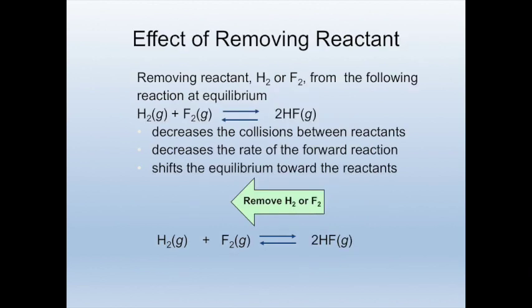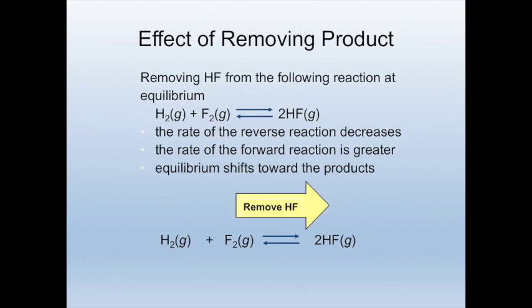You can also remove reactants. So if you remove hydrogen or fluorine from the reaction, this will decrease the number of collisions between the reactants, which will in turn decrease the rate of the forward reaction, which will therefore cause equilibrium to shift towards reactants. And if you remove a product, this will cause the rate of the reverse reaction to decrease, which will cause the rate of the forward reaction to become greater and shift the reaction towards products to maintain a constant equilibrium constant.